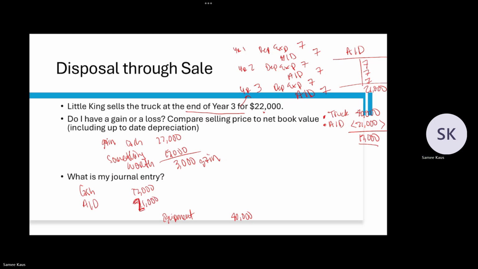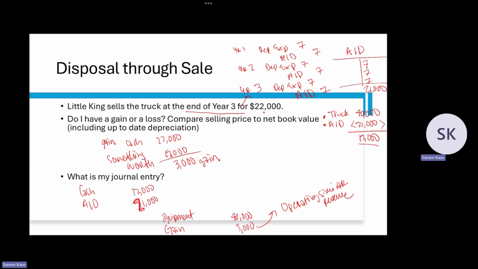Okay. So now I have debits of 43,000 versus credits of 40. Well, I have just once again calculated a gain of 3,000. And gains operate very similar, right? They operate super similar to revenues. Okay. So think about what this journal entry tells me.